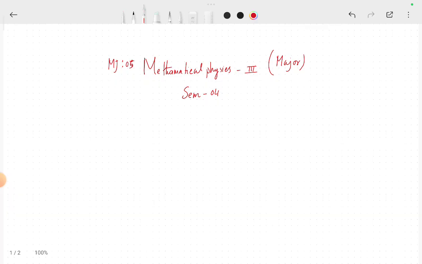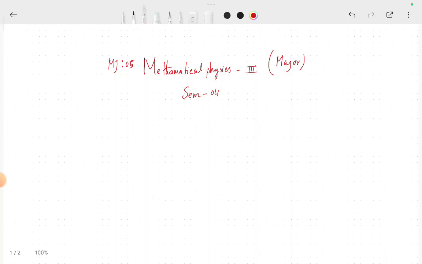Q Physics Academy is starting semester 4 lectures for Vidyasagar University. This lecture is based on the major course, the one taken throughout the four-year BSc Honors course.